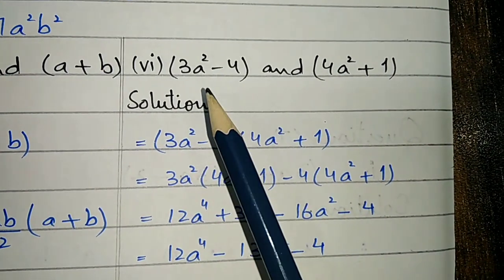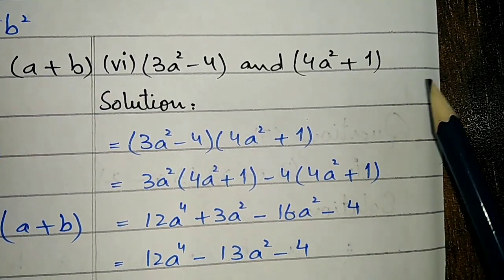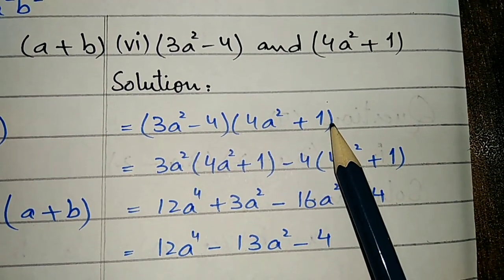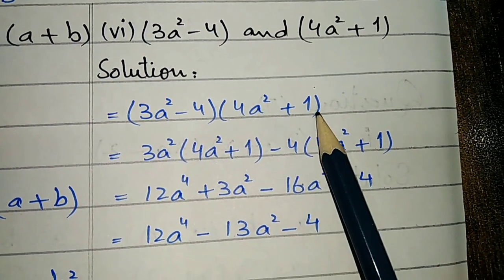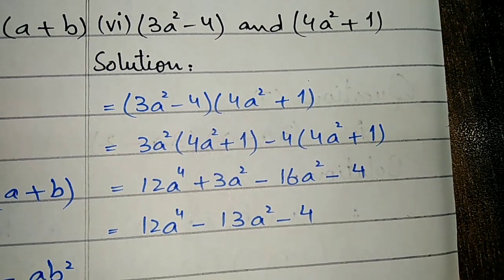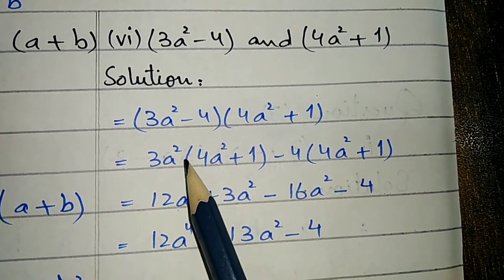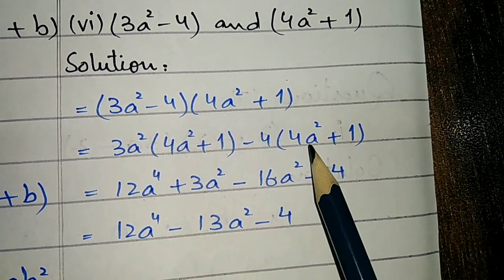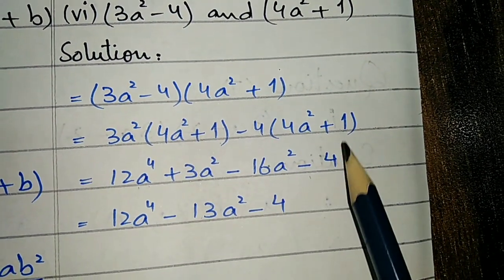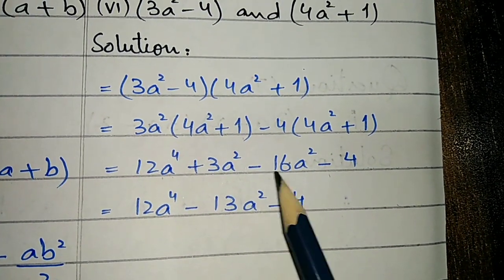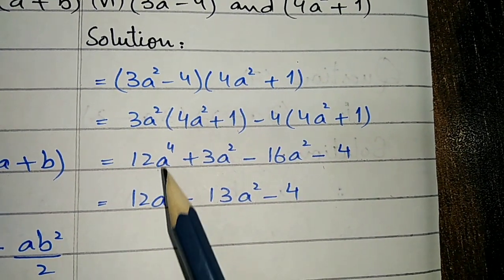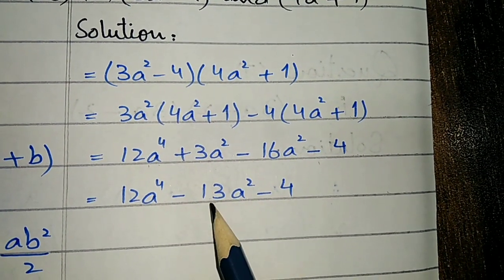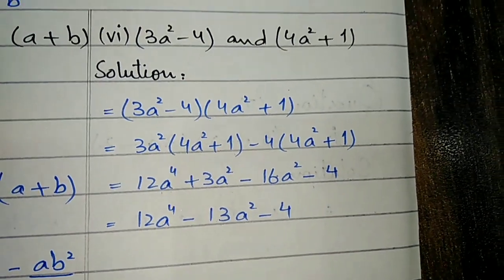Part number 6 is 3a square minus 4 and 4a square plus 1. 3a square minus 4 times 4a square plus 1. 3a square times 4a square plus 1, negative 4 times 4a square plus 1. 4 times 3 is 12, a power 4, plus 3a square times 1, that is 3a square, negative 4 times 4 is 16, a square, minus 4 times 1, that is 4. 3a square and negative 16a square are the like terms. So 12a power 4, minus 16 plus 3, that is minus 13, and the sign of the larger term, a square, negative 4, this is the required answer.